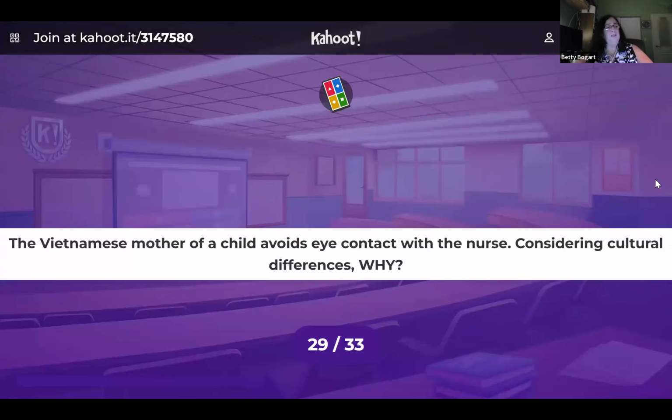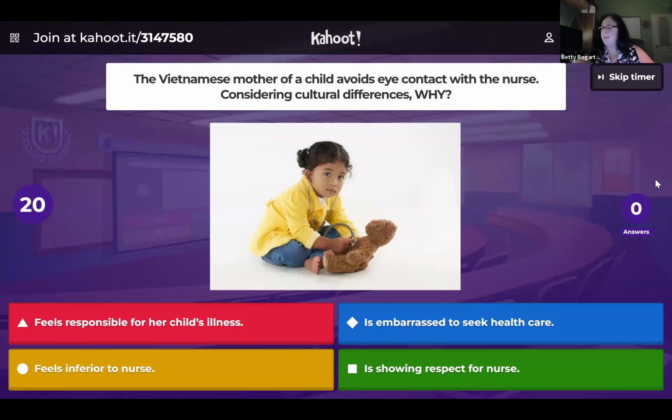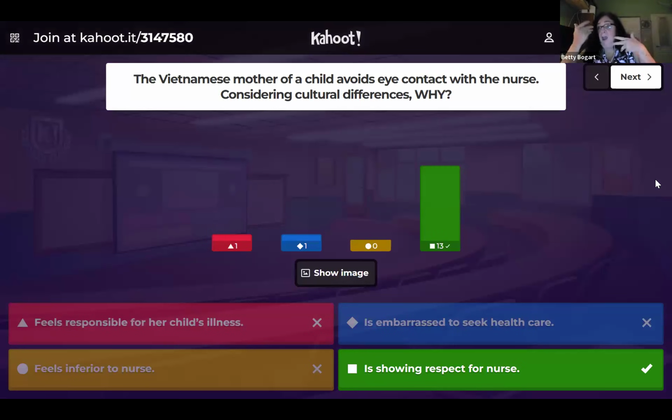The Vietnamese mother of a child avoids eye contact with the nurse. Considering cultural differences, why? Remember, I tell you, cultural is going to be a big thing. What do you do? How do you act? And I'm going to tell you, if you don't know, ask the parent, ask that older child, and they will respect you. I've earned a lot of respect because I say, I don't know, tell me. I'm clueless. And I'm telling you, just like you want to teach them, they want to teach you. So it's actually very good.